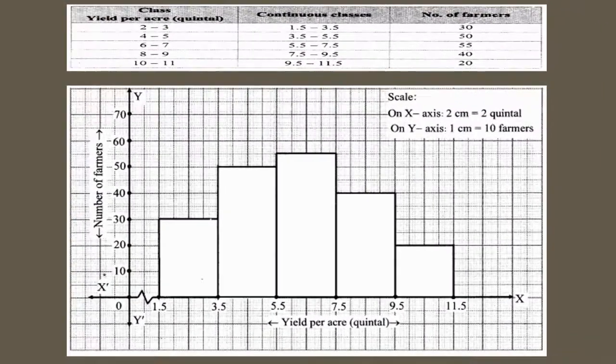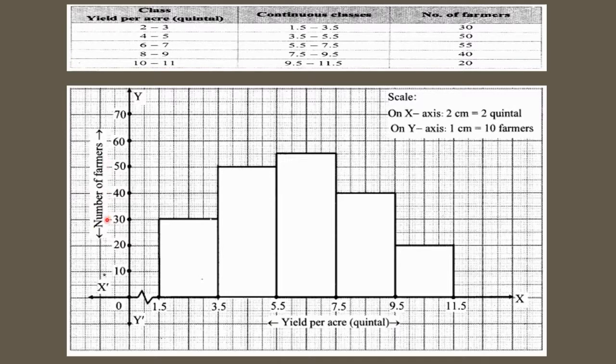On graph paper, mark X' and Y', and the intersection of X' and Y' is the origin, representing the point 0. Show the classes on the x-axis and frequency on the y-axis. Classes means yields per acre in quintal, and the number of farmers is the frequency.